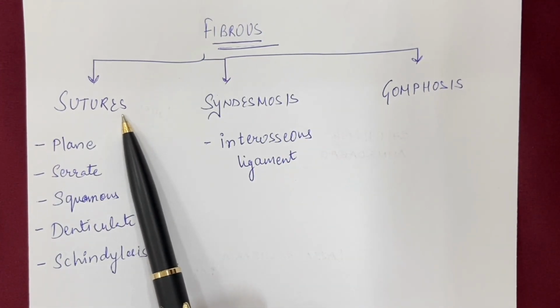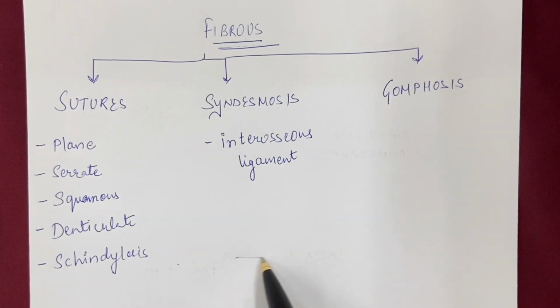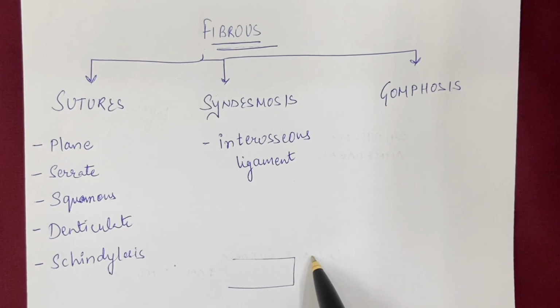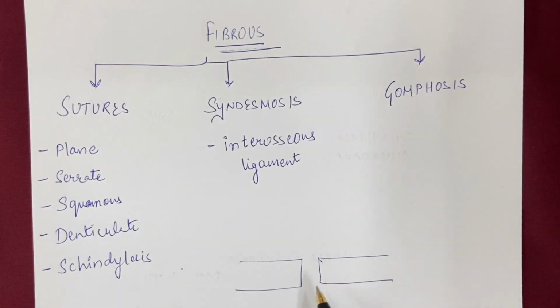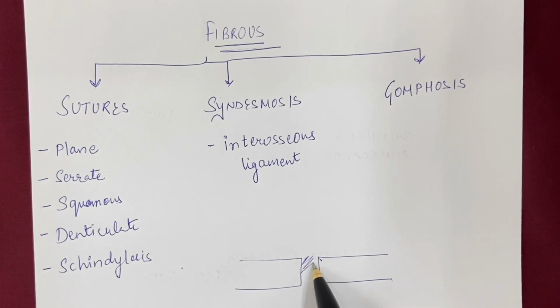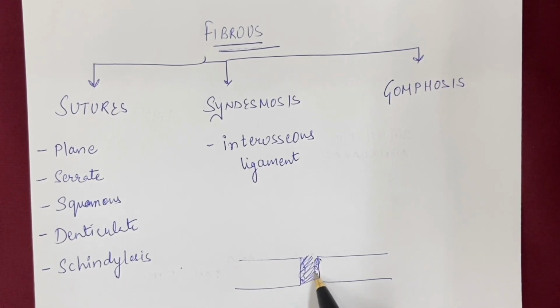Sutures are present only in the skull. Here what is happening, these two bones are separated by the presence of a connective tissue. In between them there is a presence of a connective tissue. On the sutural side of each bone, there is a presence of osteogenic cells.